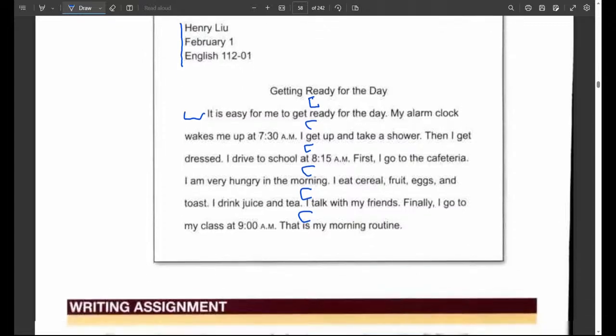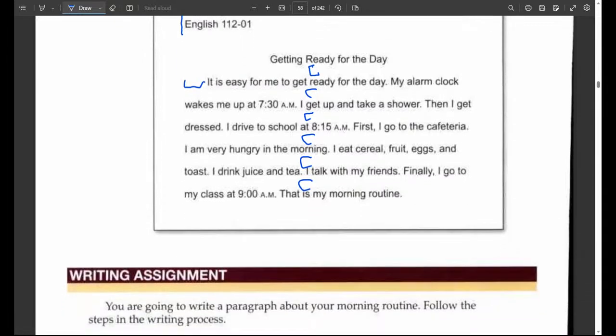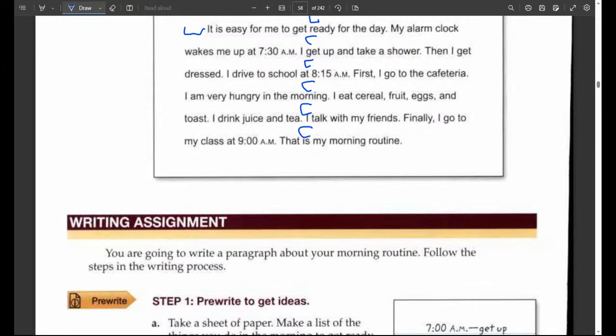It is easy for me to get ready for the day. My alarm clock wakes me up at 7 a.m. I get up and take a shower, then I get dressed. I drive to school at 8:15 a.m. First I go to the cafeteria. I am very hungry in the morning. I eat cereal, fruits, eggs and toast. I drink juice and tea. I talk with my friends. Finally, I go to my class at 9 a.m. That is my morning routine.